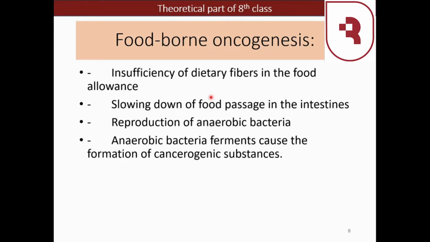Foodborne oncogenes are listed on this slide: insufficiency of dietary fibers in the food, slowing down of food passage in intestines, and reproduction of anaerobic bacteria. Anaerobic bacterial ferments cause the formation of carcinogenic substances in our organism. So not only these biological factors may lead to activation of tumoral growth, but also their products. So products of bacteria may be a cause of tumor formation.